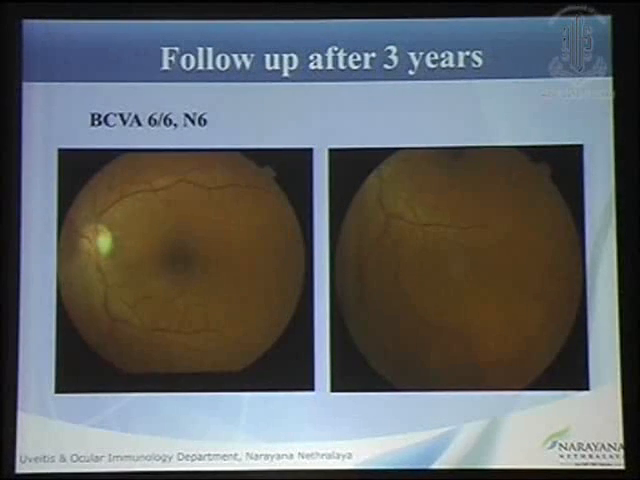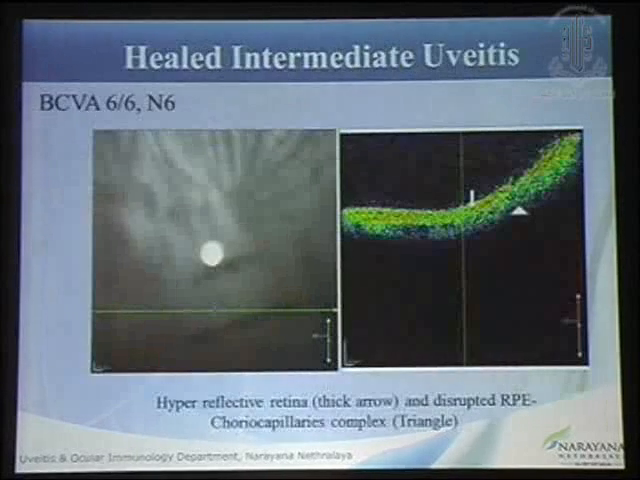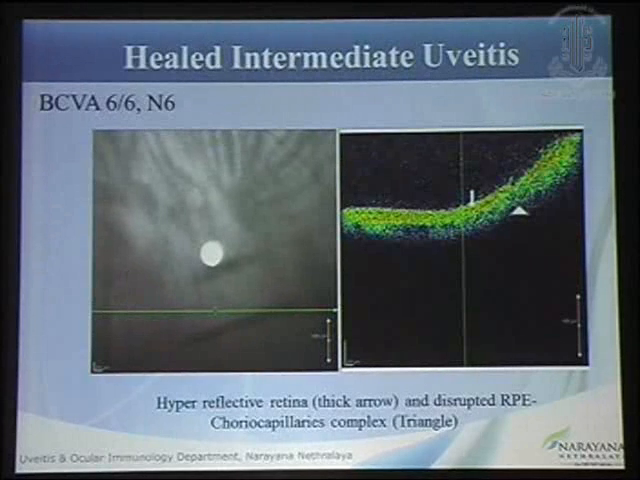This is the long-term follow-up after 3 years. The patient had a visual acuity of 6/6 and N6 with complete resolution of inflammation. And with the SD OCT, we have gone up to the pars plana region, which shows a hyperreflective retina with a disruption of the RPE-choriocapillaris complex, suggestive of healed pars planitis.